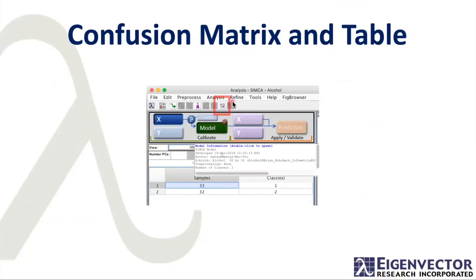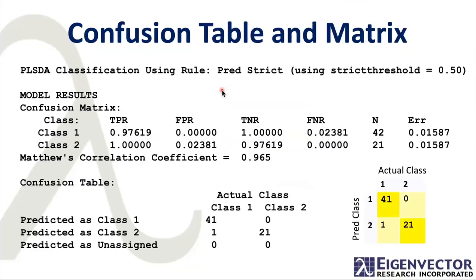So yeah, this is where in all of the classification methods, there is an icon for pulling up the confusion matrix. And it also brings up the confusion table, which is perhaps more convenient. Actually, go to the next slide and I'll show what you get. This is a subset of what you get when you click on that icon. And this was for PLSDA with 2 classes.